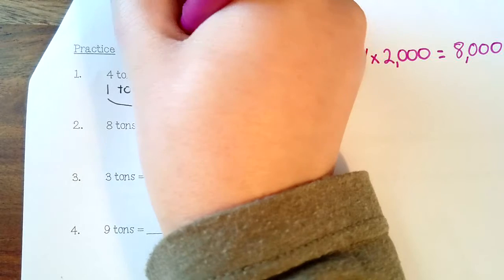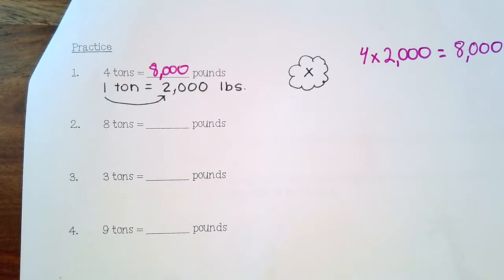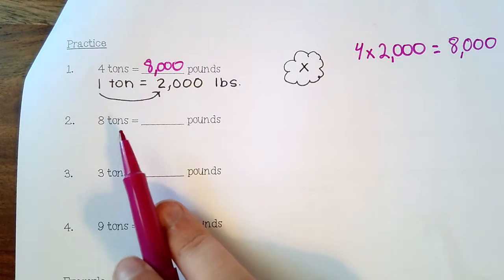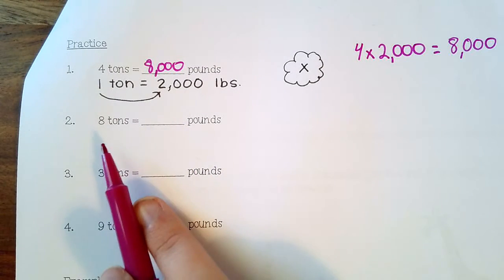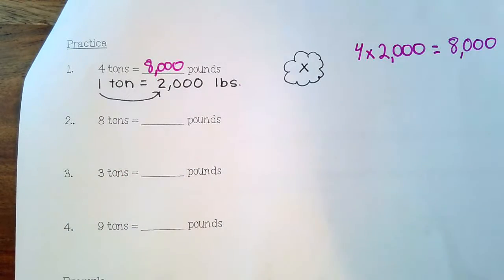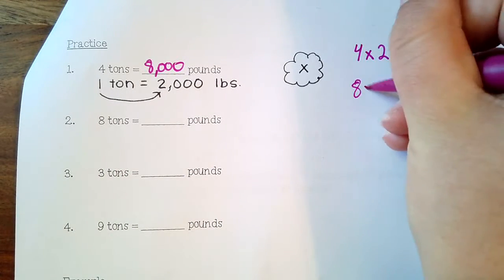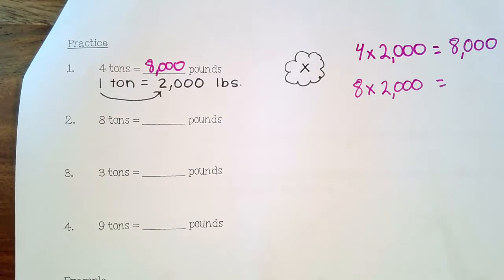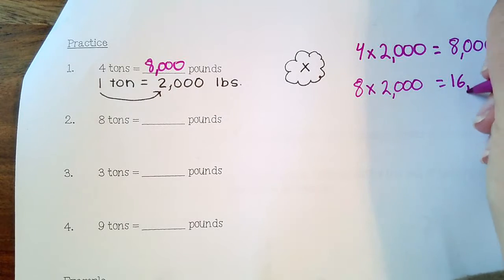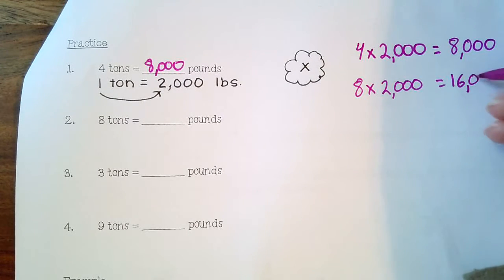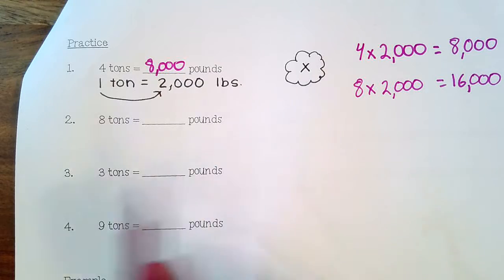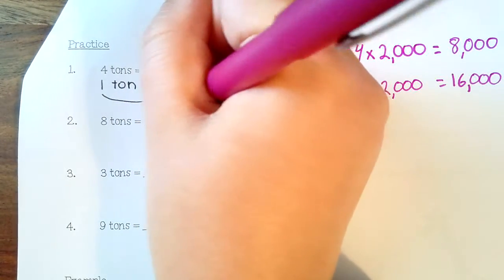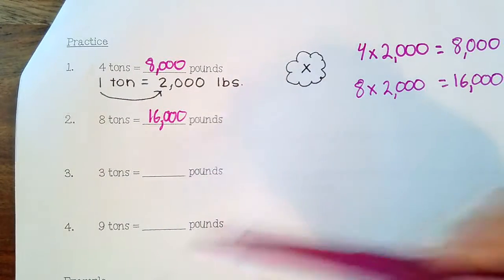Again, you can use your calculator for this section, but you shouldn't need to when you're multiplying. All right, so 8 tons would be how many pounds? So we're going to do 8 times what? 2,000. Again, 8 times 2,000. So what do we do? 8 times 2 is 16. Plus how many zeros? 3. Okay. So 8 tons is equal to 16,000 pounds. I'm going to let you do these two on your own.